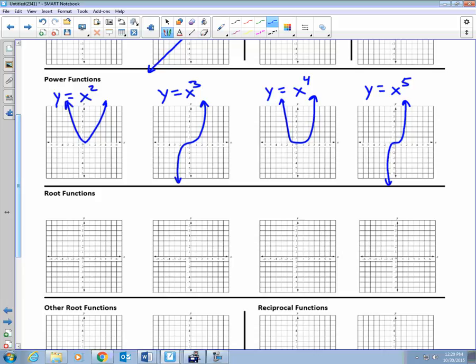We'll go up. When you take something to the fifth power, it gets bigger more quickly. For example, 2 to the third is 8. Well, 8's big. It's not as big as 2 to the fifth, which is 32. So it gets bigger much more quickly.